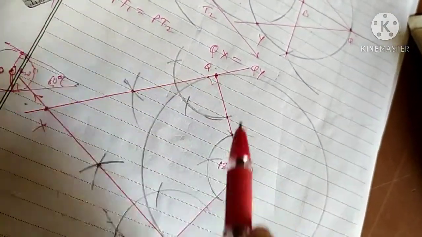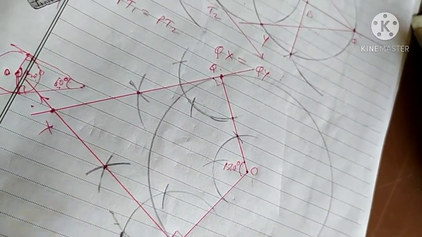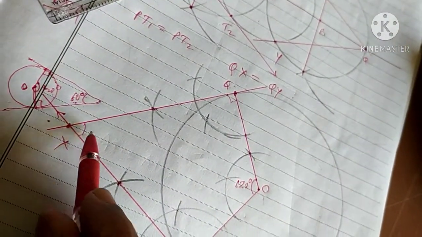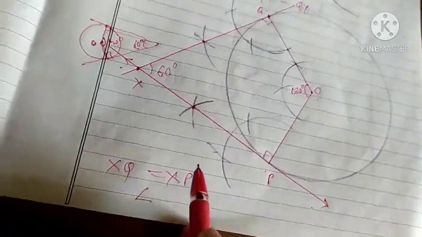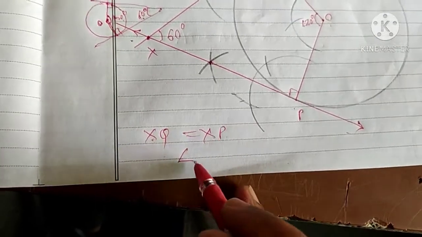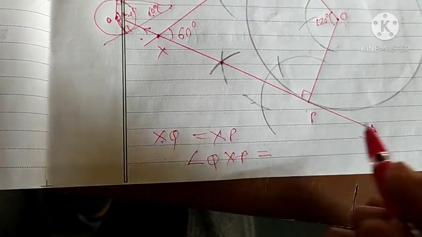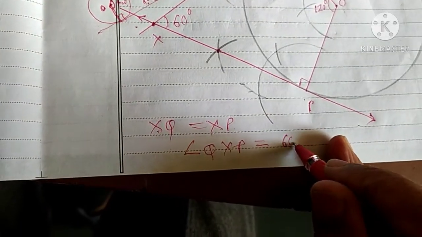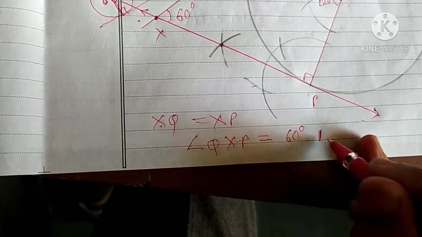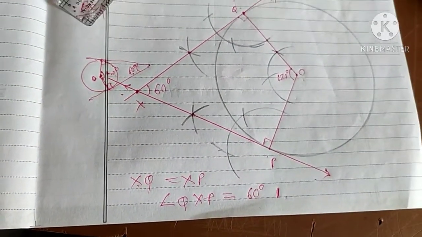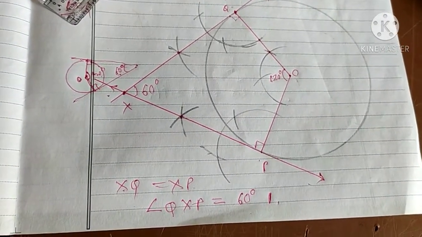This angle is 90 degree, this angle is 90 degree. 120, this is 60 degree. And therefore, we can write XQ equals XP, and angle QXP equals 60 degree. Okay students, please watch the video 2 times and construct yourself.